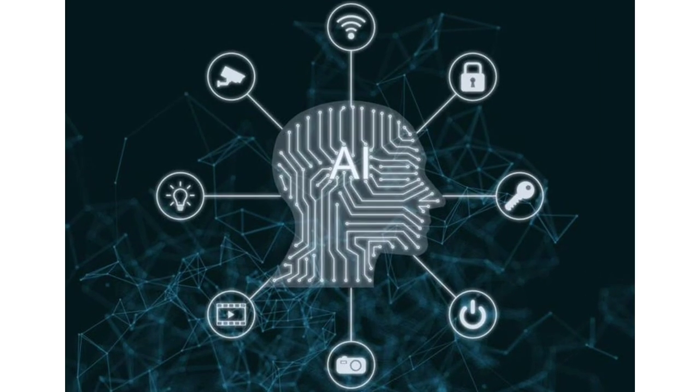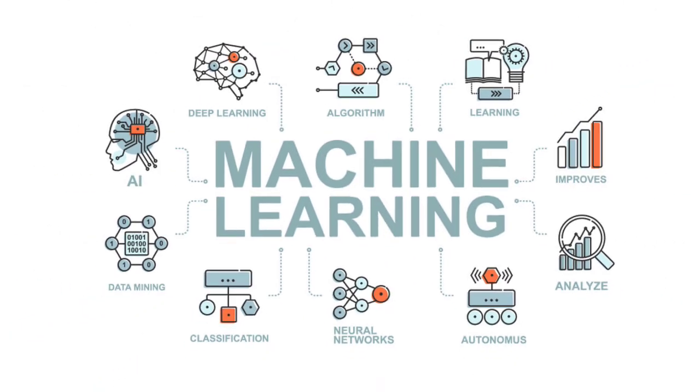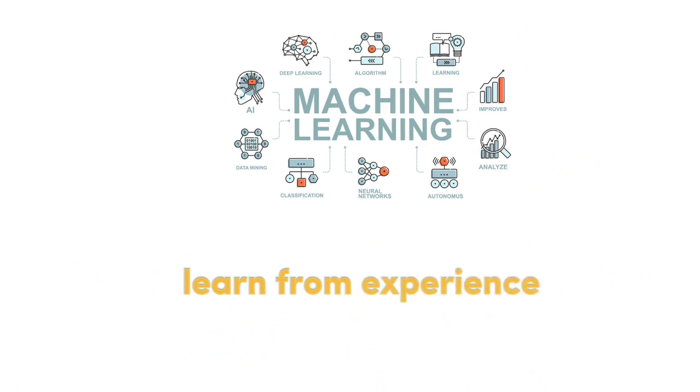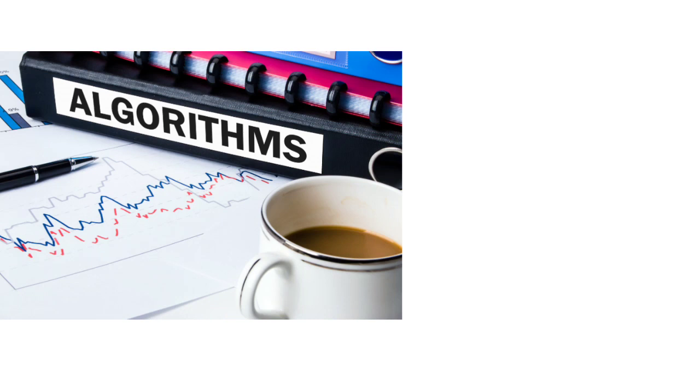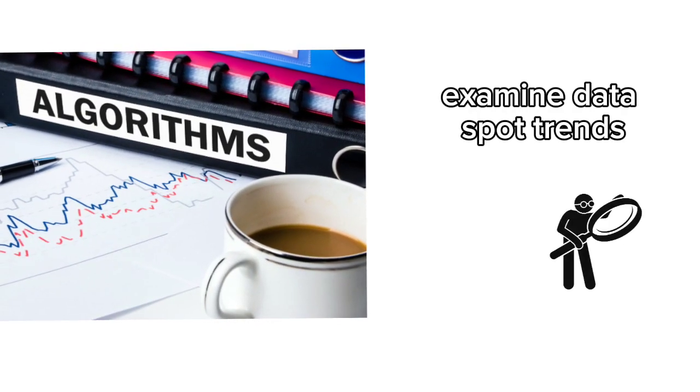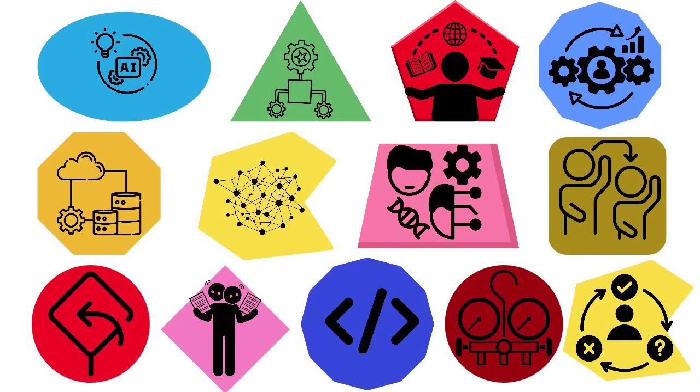Artificial intelligence includes machine learning, which allows systems to learn from experience and get better without having to be explicitly designed. It involves algorithms that examine data, spot trends, and use that information to forecast or decide what to do. Different kinds of machine learning exist.